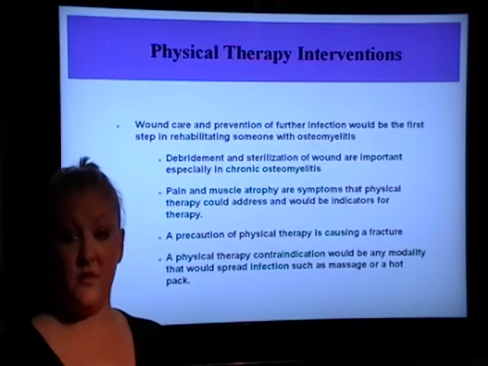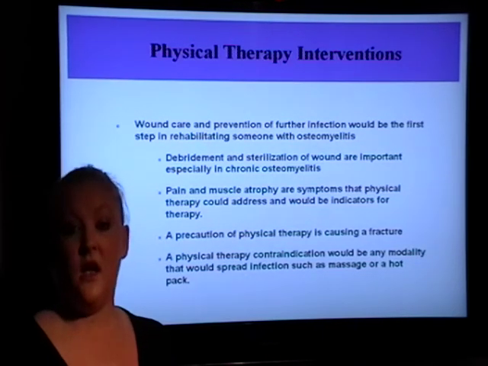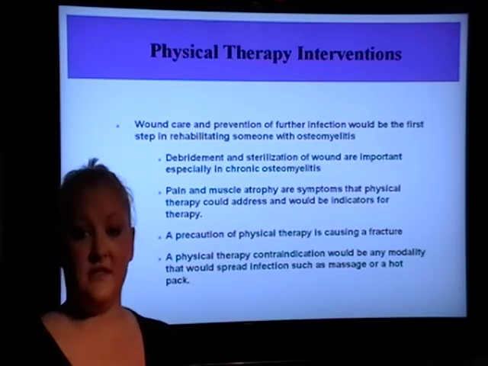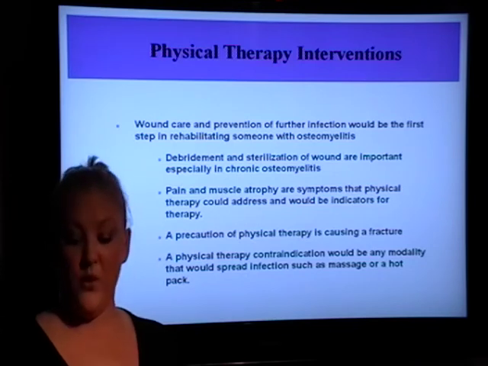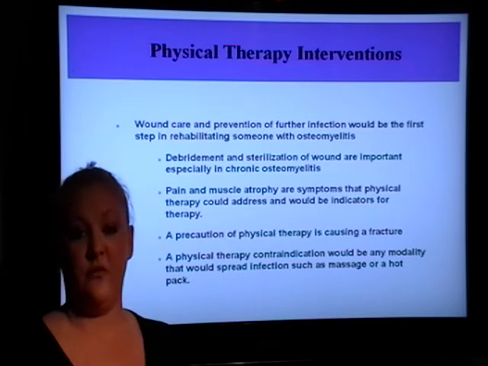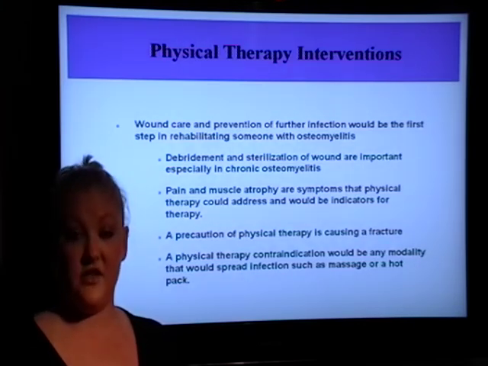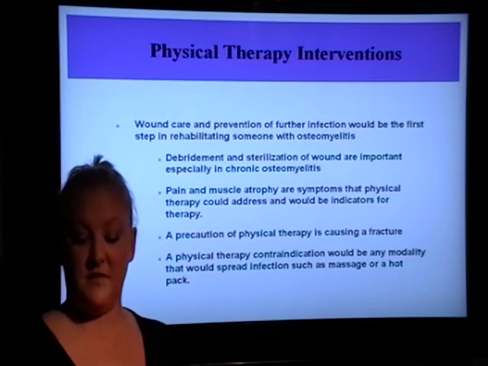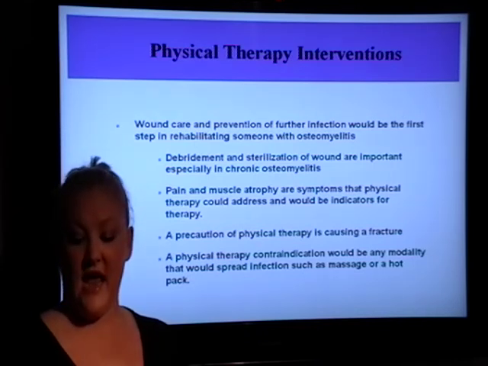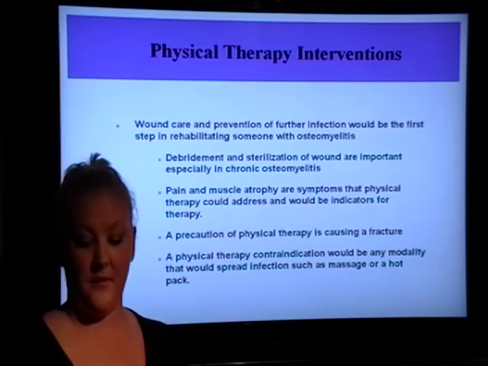Physical therapy can help someone with osteomyelitis. The first thing would be to make sure that during physical therapy interventions we do not harm the patient, as in causing a bone fracture. Wound care and prevention of further infection would be the next step in rehabilitating someone with osteomyelitis. Debridement and sterilization of the wound are important, especially in chronic osteomyelitis. Pain and muscle atrophy are symptoms that physical therapy could address and would be indications for therapy.